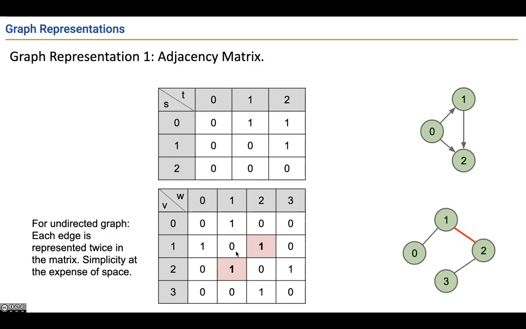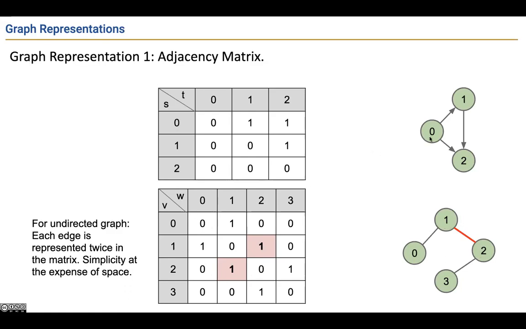So I'll go row 2, column 1, I'll mark it as 1. If it's undirected, I would have to put two 1s, one representing the 1 to 2 edge, another one representing the 2 to 1 edge. That's my decision. Again, if you want to invent something else, go nuts, but that's what I chose to do.